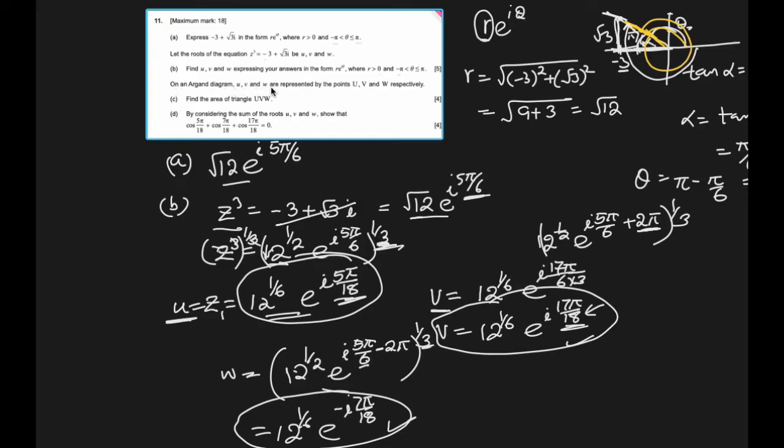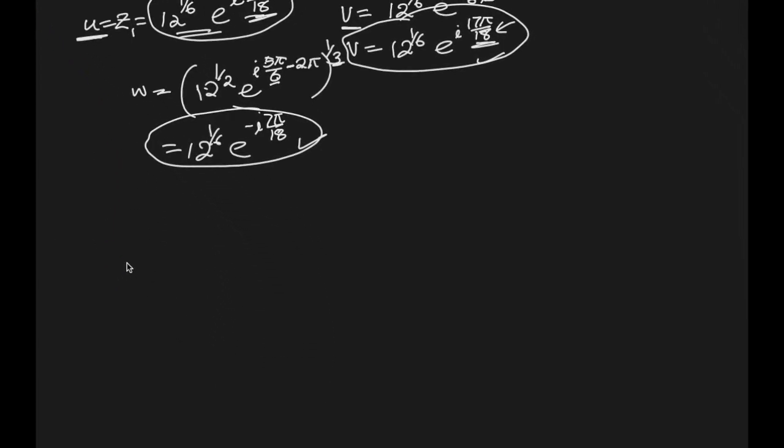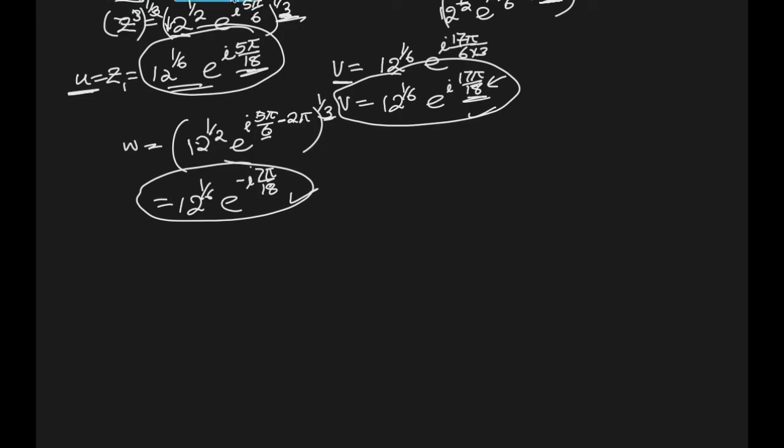On an Argand diagram, show these three and represent them by u, v, w points and find the area of the triangle. They are making us do more and more difficult things. Okay, so let me do it here. The first one is 12 to the power 1/6, whatever that is. It will be a little more than 1, I think. And the angle has to be 5 pi over 18. 5 pi over 18 will be how much? 50 degrees. So somewhere here.